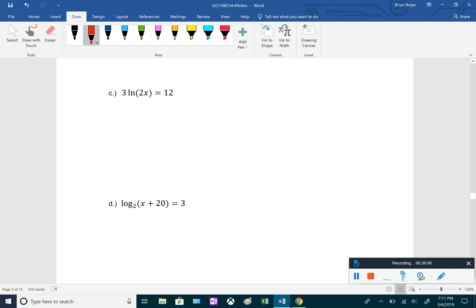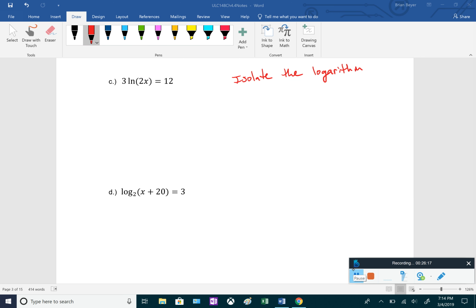Okay, let's make them a little bit harder. So 3 times ln of 2x equals 12. So first we need to isolate the logarithm. So that means we have to divide both sides by 3. So it's going to be the ln of 2x equals 12 divided by 3, which is 4. And now putting this into exponential form, this is the natural log, so it's base e. So it's going to be 2x equals e to the 4th, so that's exponential form.